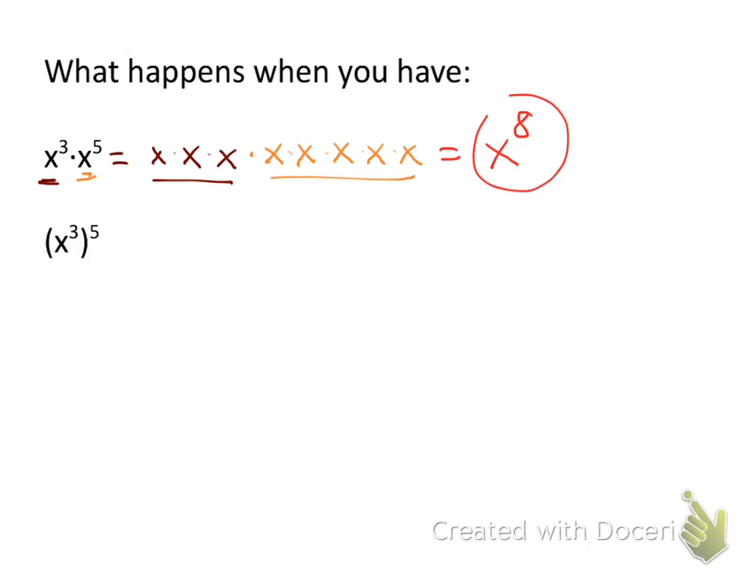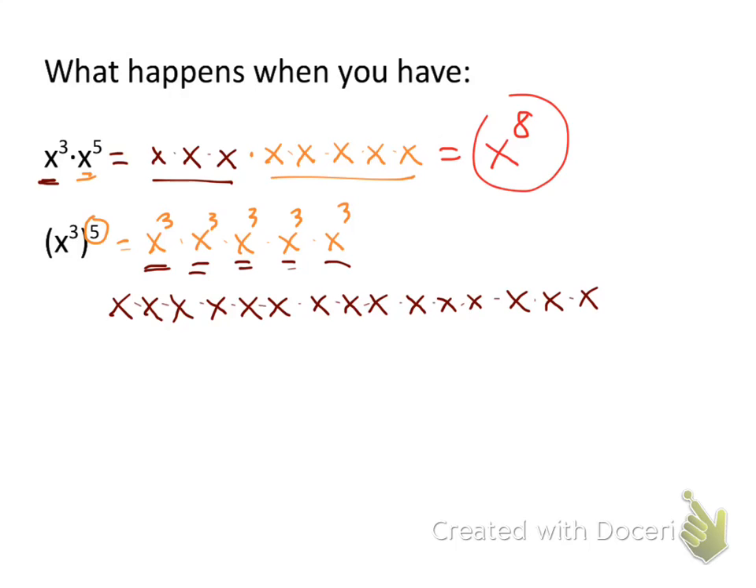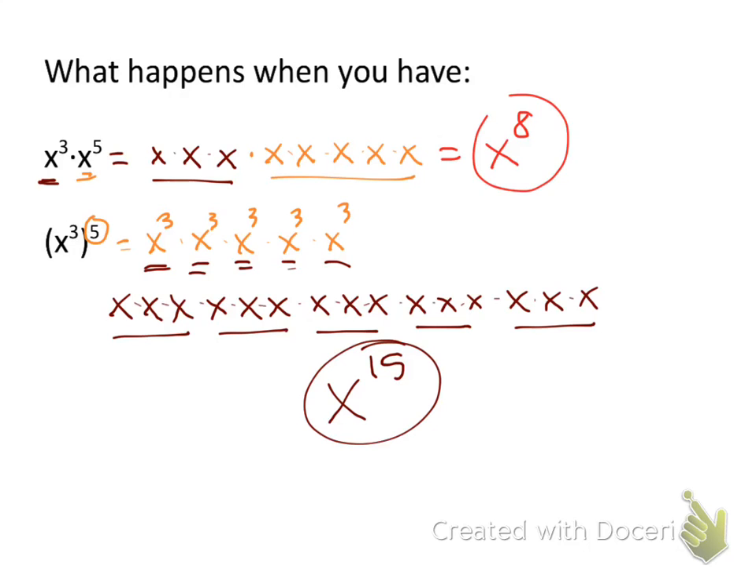When I have x to the third to the fifth, the first thing I want to take care of is that 5, which means I'm going to write out x to the third 5 times, and then each of those x to the thirds, remember, is x times x times x. So if I write all those out, I can see that I could condense this as x to the 15th.